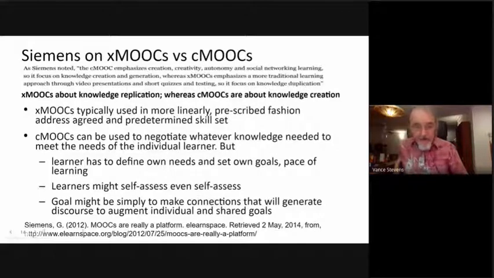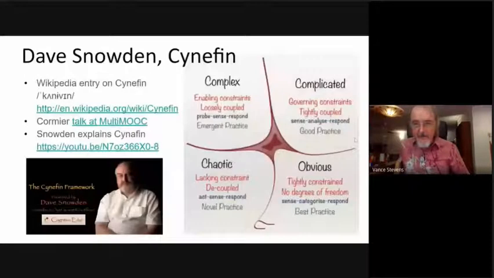One little thing, I've got a citation for Siemens there, but he worked in a place he called eLearn Space, and it's really hard to find his work now because eLearn Space disappeared. So sometimes you have to Google creatively to get to these places.